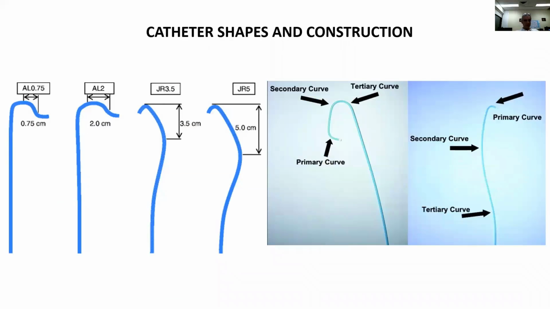And the way to appreciate how they work is to have a look at the curves. They all come with a primary, secondary, and tertiary curve, and different companies have different designs. The idea is that the angle of takeoff and the length between the curves makes them ideally suited for one type of coronary artery or another. At this stage of your training, it's enough for you to be aware that different designs exist and different choices are made depending on the selection of the catheter that the cardiologist makes.